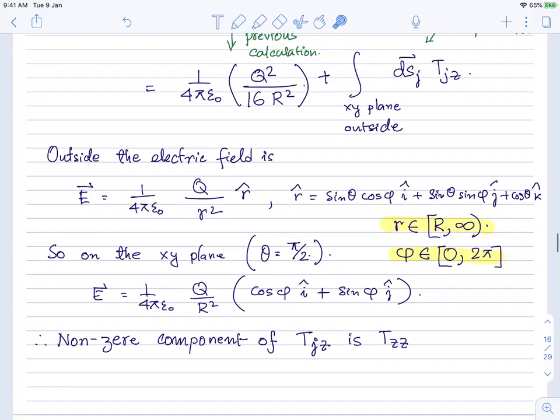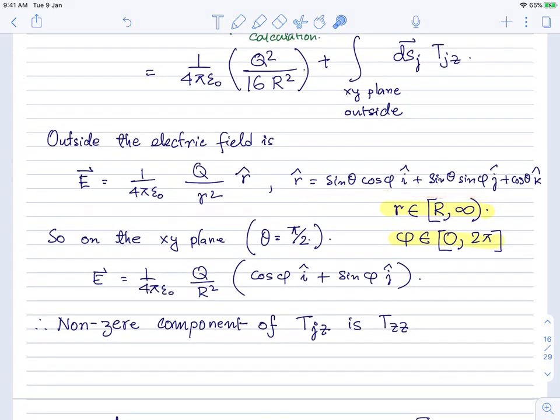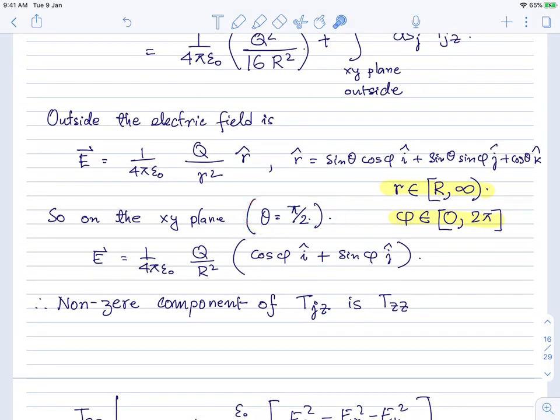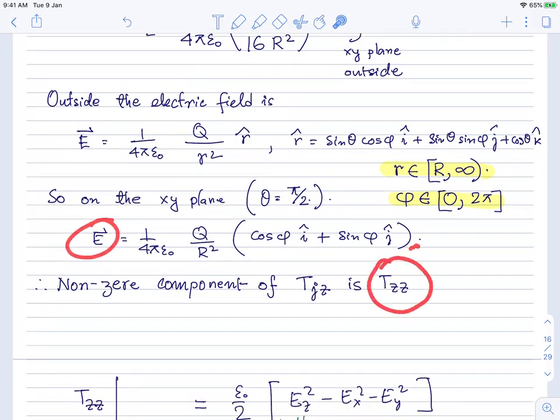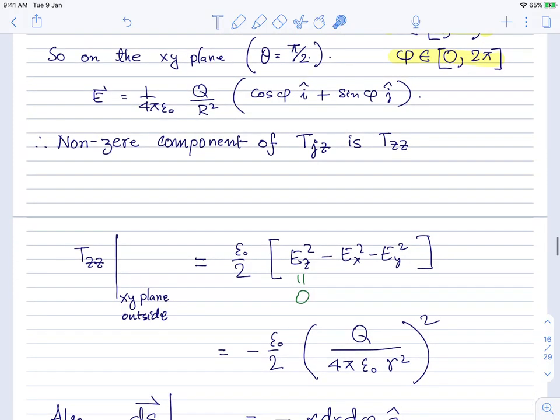Now this electric field looks like this because of the r hat. This is the r hat vector completely. Again, on the xy plane, theta equals pi by 2, and therefore the electric field takes a much simpler form. Again, the z component of the electric field is 0. Therefore, the only relevant component of the Maxwell stress tensor is the ZZ component. And that ZZ component on the XY plane takes the form in this way.